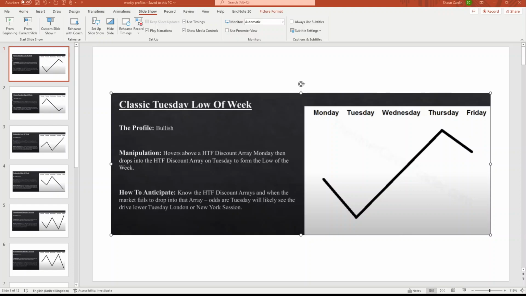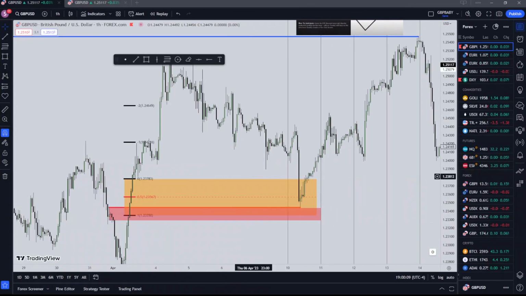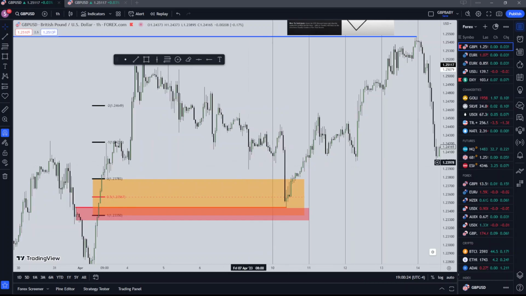Oh, I just realized you're not seeing what I'm seeing. This was the higher time frame discount array, and although we never hovered above it on Monday, we were hovering above it throughout the previous week. So I guess that could be classed as some kind of confluence.